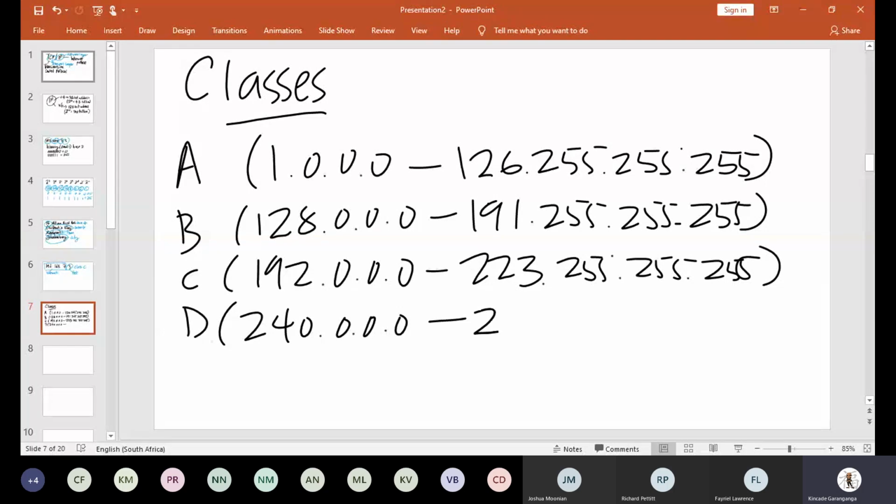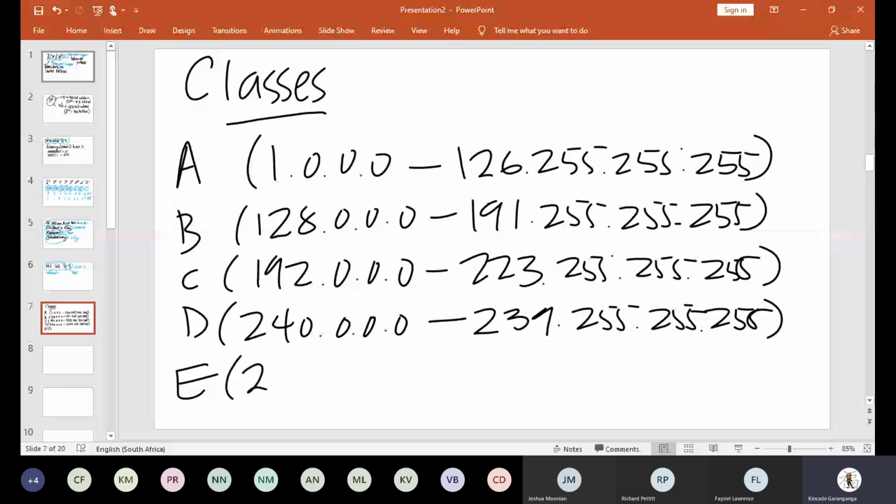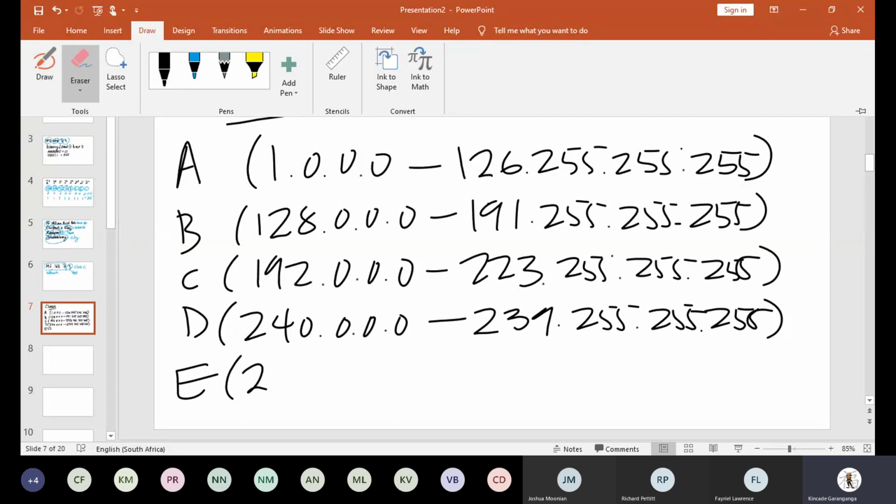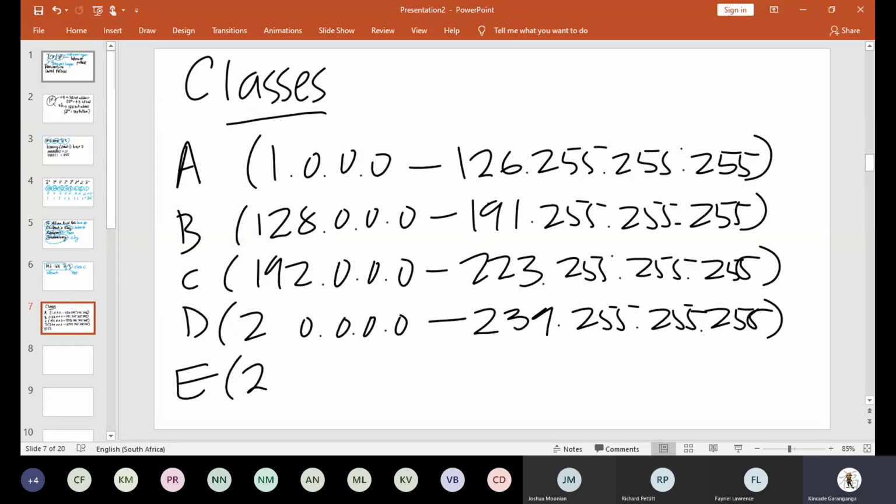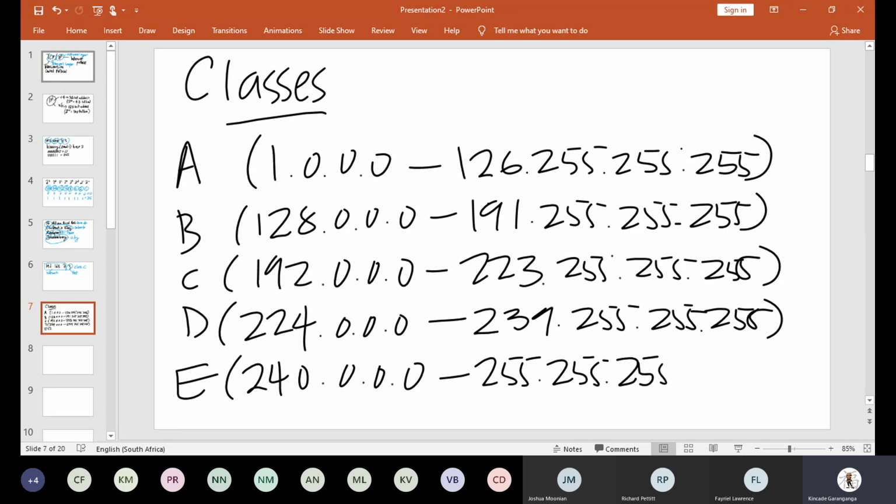And then class D would start at 224.0.0.0 all the way to 239.255.255.255. Apologies, I made a bit of a blunder there. This is supposed to be 224. And lastly, we've got class E that starts at 240.0.0.0 all the way to 255.255.255.255.